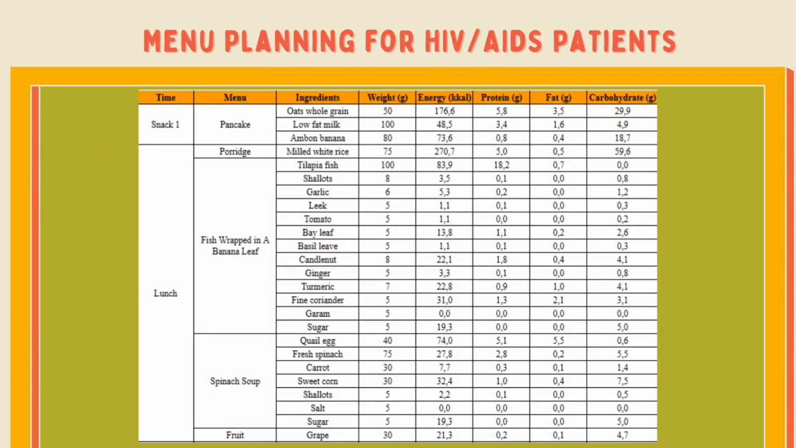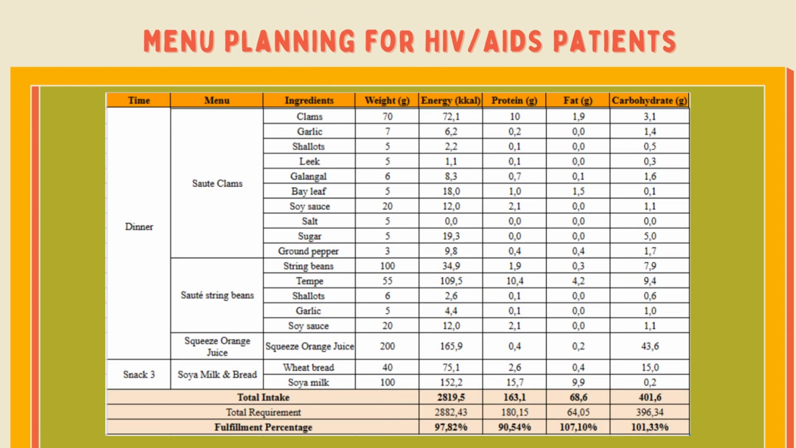For snack 1, we made pancake with ingredients oats whole grain, low-fat milk, and ambon banana. For lunch, we made porridge with ingredients malt white rice, fish wrapped in a banana leaf with ingredients tilapia fish, salads, garlic, leek, tomato, bay leaf, basil leaf, candlenut, ginger, turmeric, fine coriander, salt, and sugar. For spinach soup, with ingredients quail egg, fresh spinach, carrot, sweet corn, salads, salt, and sugar. For fruit, we choose grape.